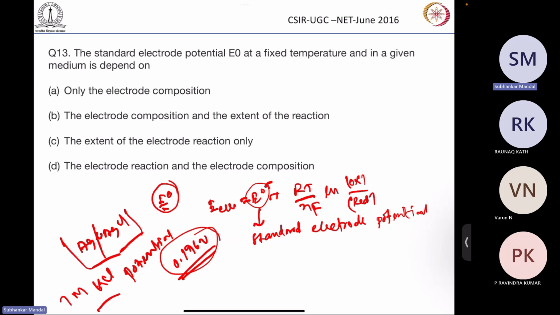So that means what composition you have taken is one option. The other is what reaction is happening, because in the AgCl reference electrode, the reference potential depends on the activity of Cl minus. Because you have taken KCl, the AgCl and the KCl will be in equilibrium. So the activity of Cl minus is responsible for the potential of AgCl. That means what reaction is happening on the electrode, as well as the composition of that electrode. So option D will be the answer.